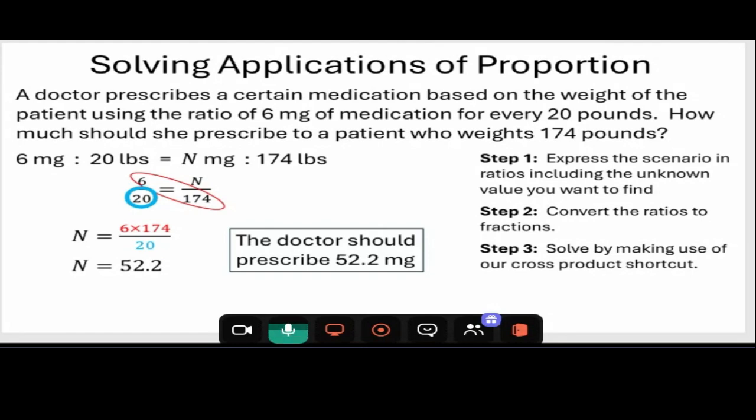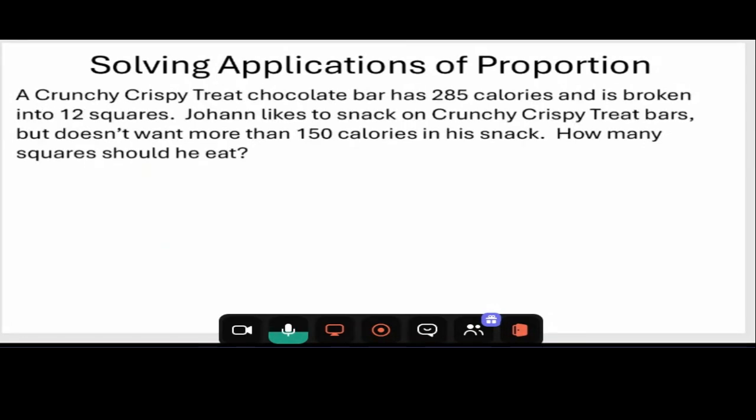So that's the basic idea. You're going to see they all fit very similar to that. Let's see, a crunchy, crispy treat chocolate bar. I asked my daughters to make up a name of a chocolate bar for this example. That's what they came up with. It has 285 calories and is broken into 12 squares. Johan likes to snack on crunchy, crispy treat bars, but doesn't want more than 150 calories in his snack. How many squares should he eat?